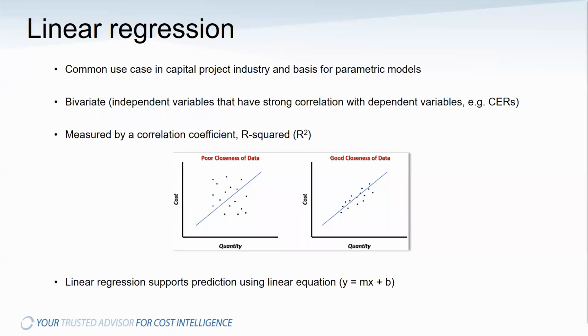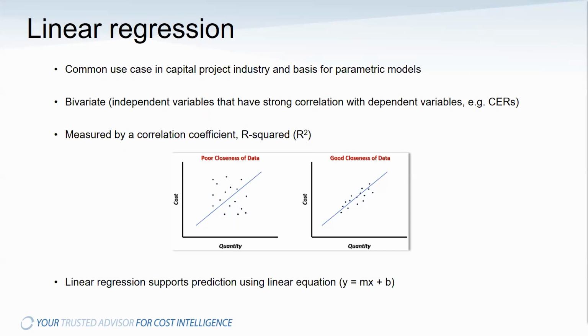Linear regression, certainly nothing new, very common actually in the capital project industry, industrial, and a basis for parametric models. Essentially using two variables, one independent, and that they have a strong correlation with the dependent variables, driving cost estimating relationships. So the scatter chart itself can support not just understanding of your data, but actually using it.